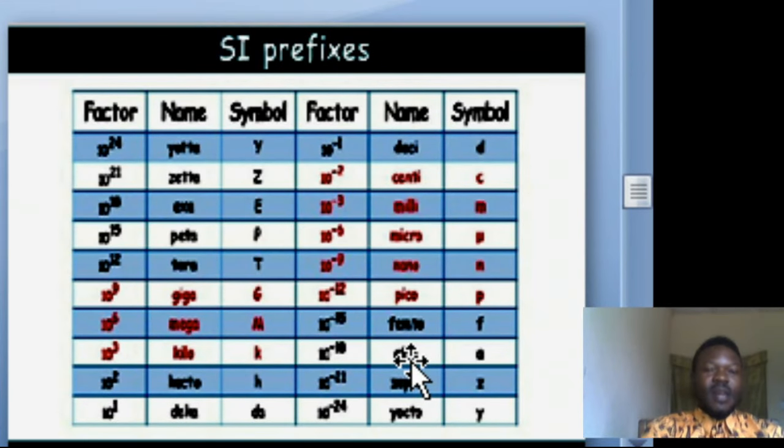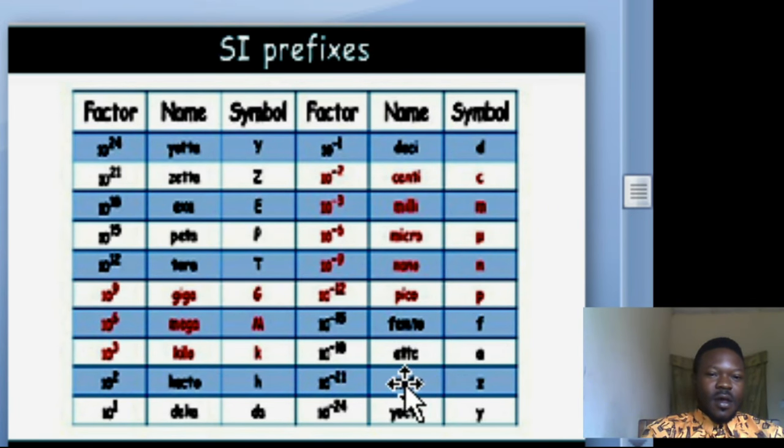I'm now talking about the symbols for SI prefixes. Most of the time we have values that are far bigger than 10, or far less than 10, or multiples of 10, and we give them names. Deci means 10 raised to the power minus 1. Centi is 10 raised to the power minus 2, denoted by small c. Milli, 10 raised to the power minus 3, small m. Micro, 10 raised to the power minus 6, mu. Nano, 10 raised to the power minus 9, n. Pico, 10 raised to the power minus 12, small p. Femto, 10 raised to the power minus 15, small f.